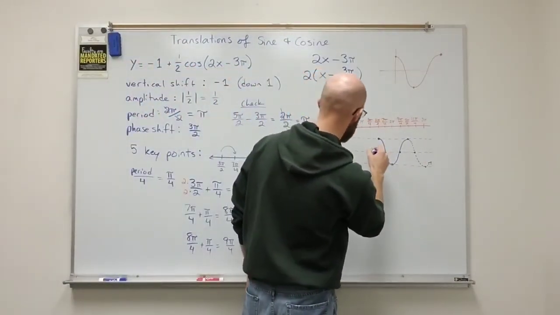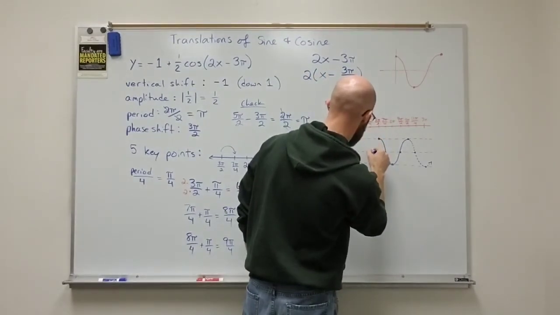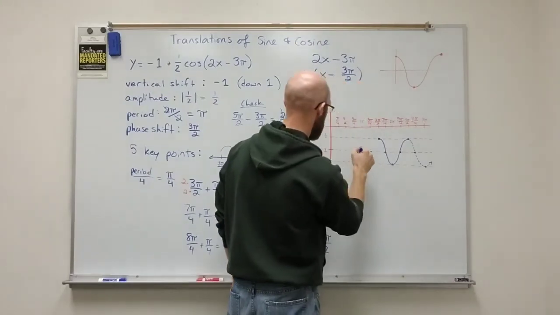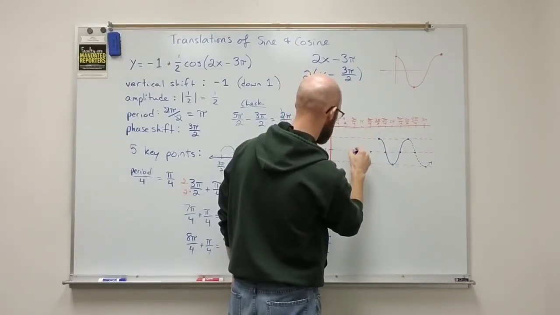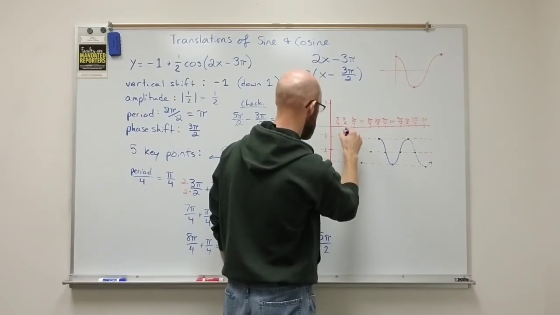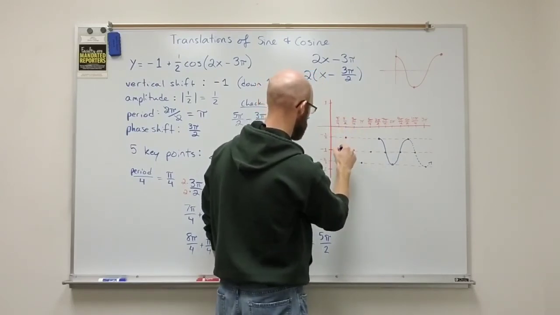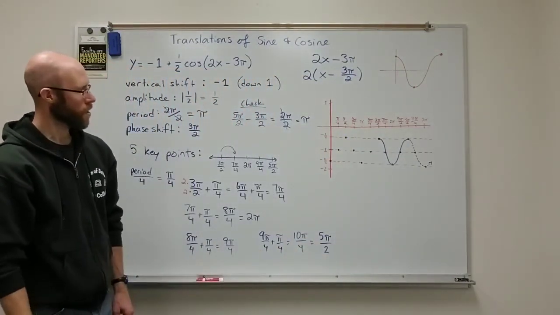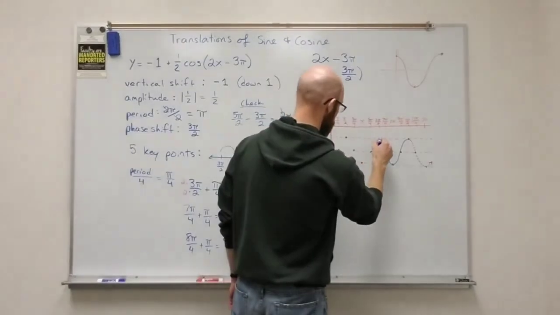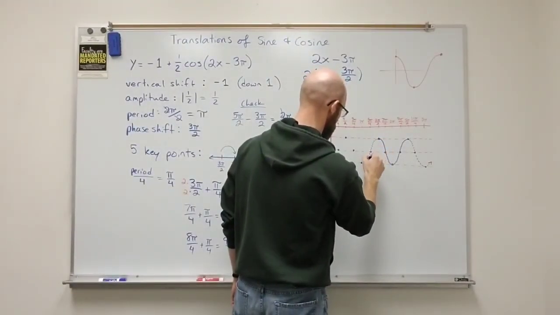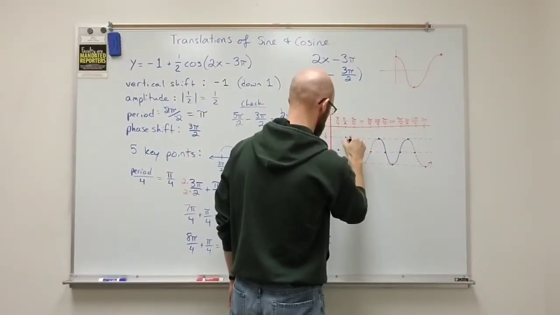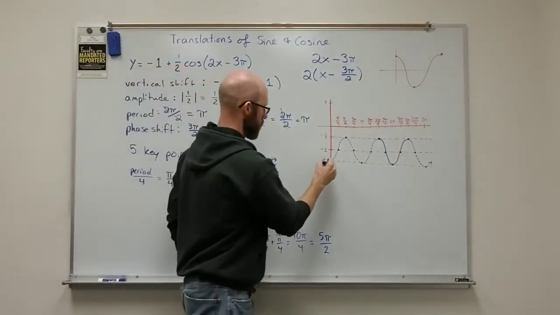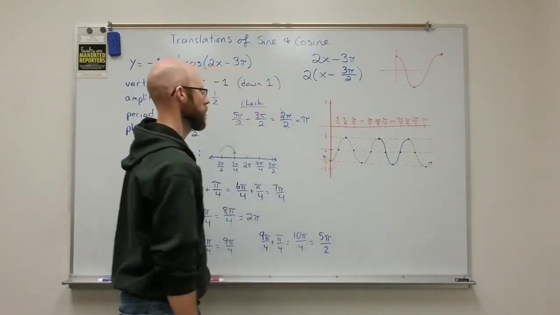At 5π/4 would be back down to the middle, π would be down to the bottom, and then 3π/4 would be back up to the middle, π/2 up to the top, π/4 to the middle again, and then at 0 would be down to the bottom. So we could plot this all the way back as many periods as we need. Okay, so that works out kind of nice that way.